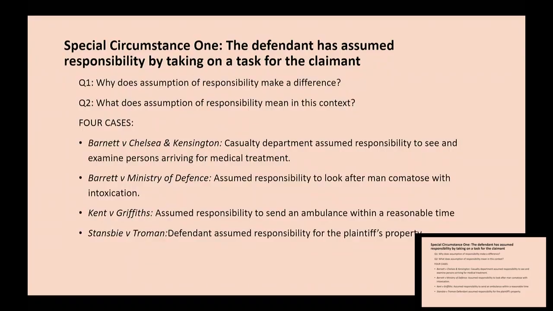Now, they noted that there might be exceptions to this. There might be exceptions where a casualty department would not owe a duty of care to patients who turned up seeking medical treatment. Examples that they gave included if the patient was misusing the casualty department. An example of misuse would be coming in for a second opinion from their own doctor. That's not what a casualty department is for. A casualty department is for more emergency situations. You can't use it to get second opinions.